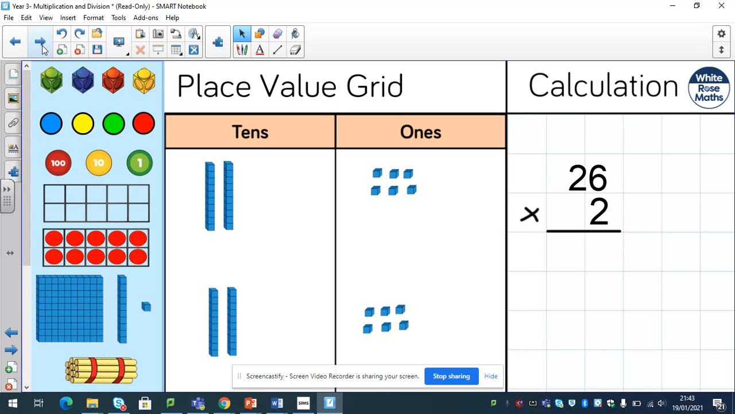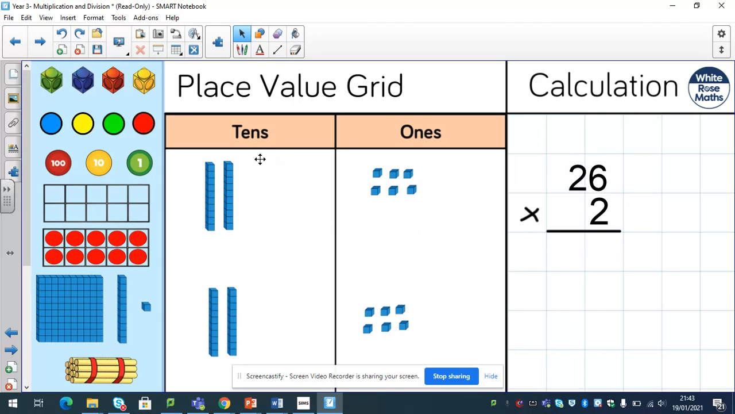Okay, moving on to a slightly harder one. This time we're going to have too many ones in our ones column, so we're going to have to do a bit of an exchange and take some of our ones into our tens column. So this time we're doing 26 multiplied by 2.